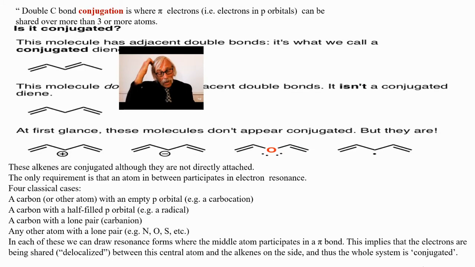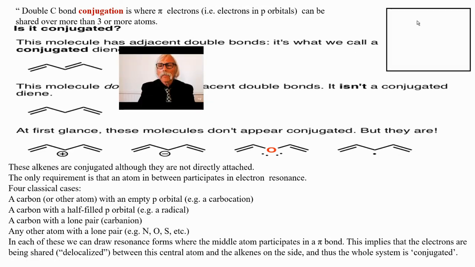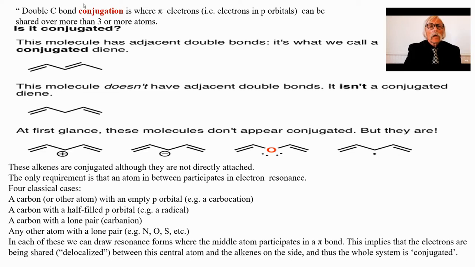Okay. Now, let me talk to you about something else: conjugated double bonds. So a double carbon bond conjugation, sensu stricto defined, is where you have pi electrons, that is, electrons in the p orbitals, and they can be shared over three or more carbon atoms. Okay.